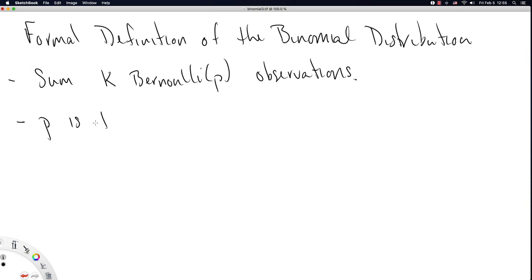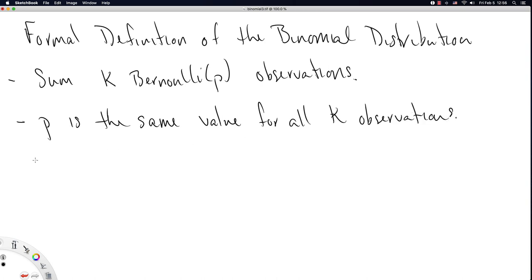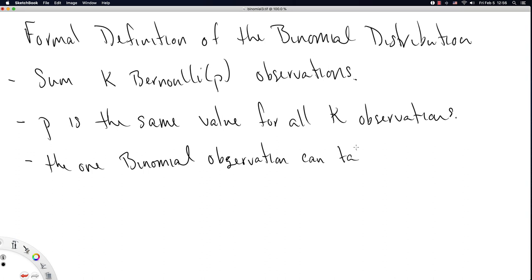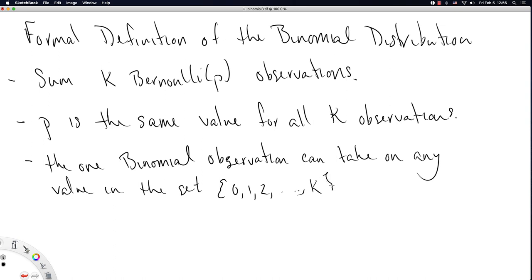P, here's some more notes, is the same value for all K observations. Okay, here's another note. The one binomial observation, that is the sum of these K Bernoullis, can take on any value in the set 0, 1, 2, all the way up to capital K.